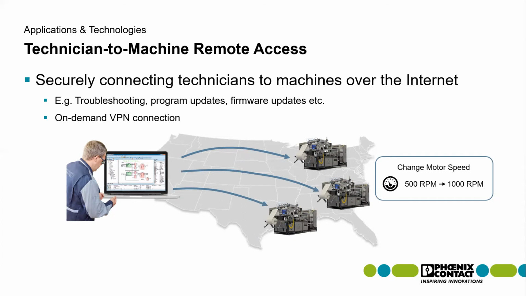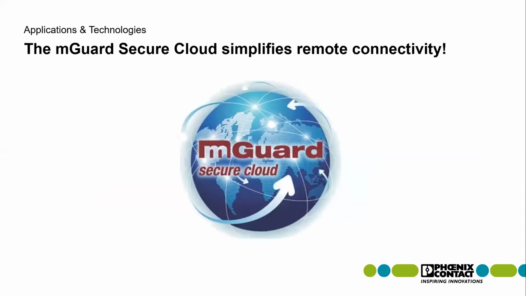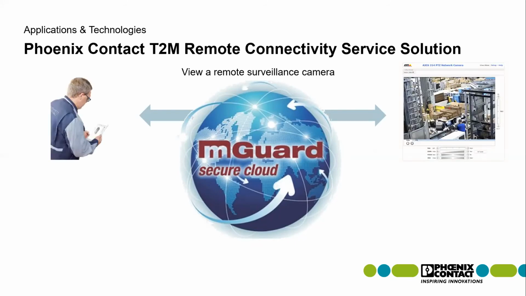And so to enable this connectivity, we at Phoenix Contact have a service that we offer completely for free, as long as you have our hardware, called our mGuard Secure Cloud, to really try to simplify this connectivity. So VPNs are not exactly easy to set up. They can be difficult to maintain, and we try to simplify all that complexity through our mGuard Secure Cloud service, which then will enable applications like being able to remotely and securely log into an IP camera to check to see what's going on at your facility.